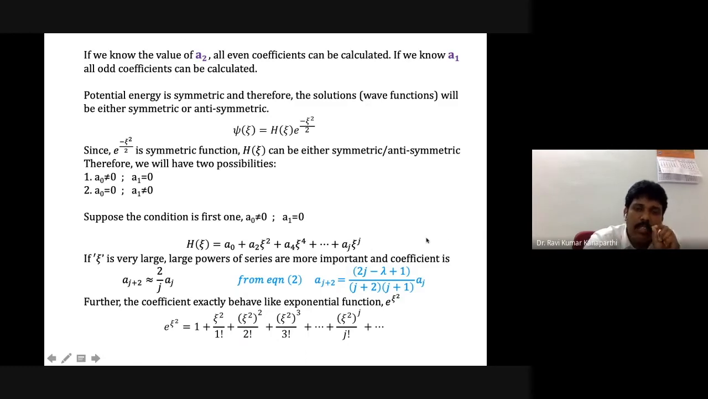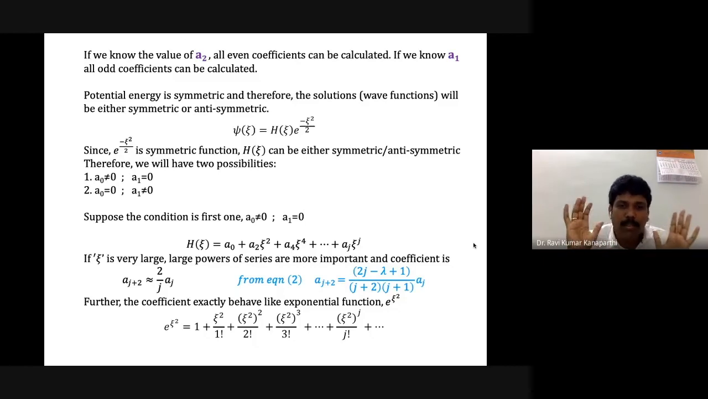If the power series is running to infinity, how many terms are there in h of z? You have a naught plus a 2 z square plus a 4 z to the power 4 and so on and so on. You can write n terms and it will run to a larger value. Now what I am saying is that if it is running to infinity, then the problem comes in. The problem is that we will not get an acceptable solution.